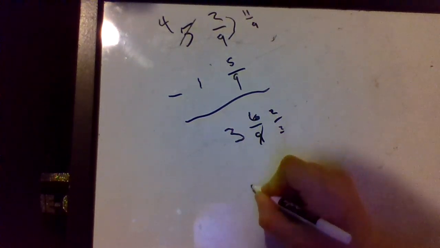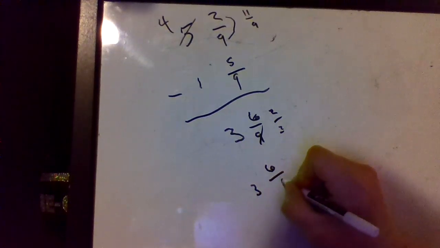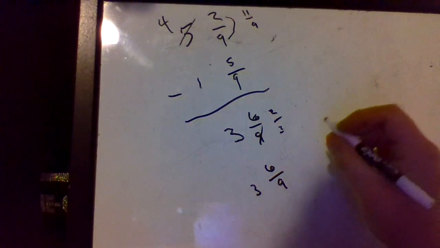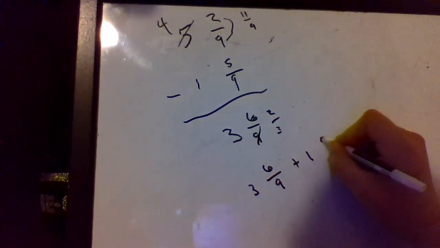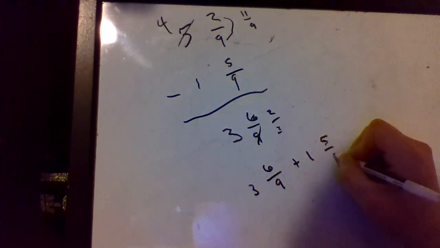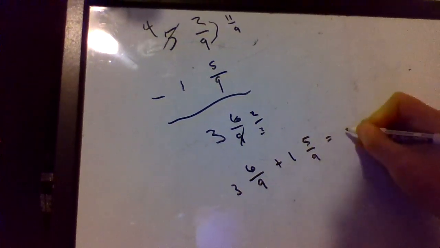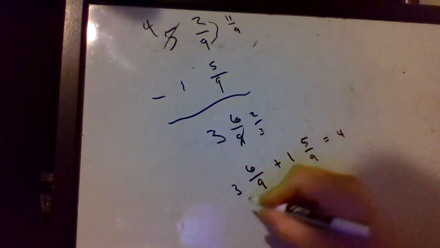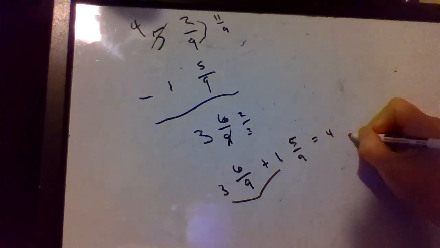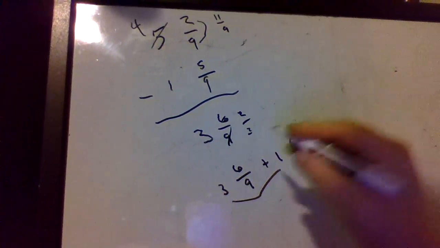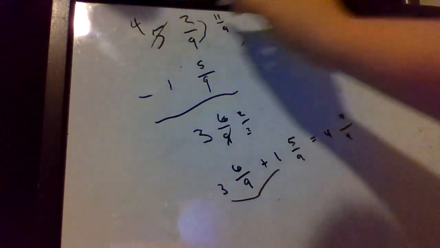But before we do that, let's add it back just to make sure we got it right. We're going to add our 1 and 5/9. So we got 3 plus 1 is 4. We keep the denominator. And 6 plus 5 is 11. So as you can see, that's what we have right here.